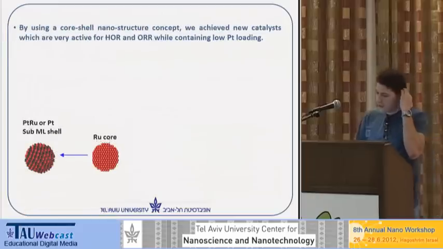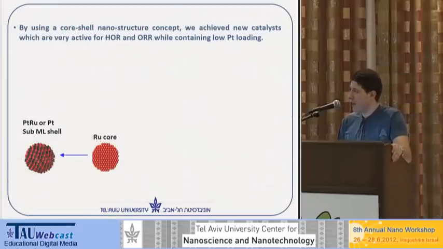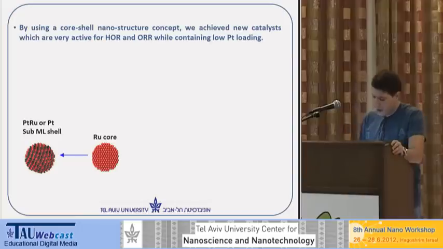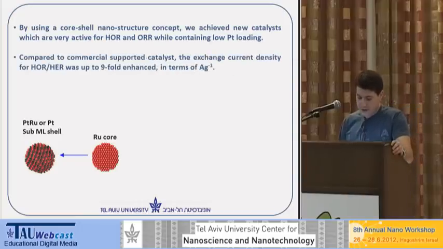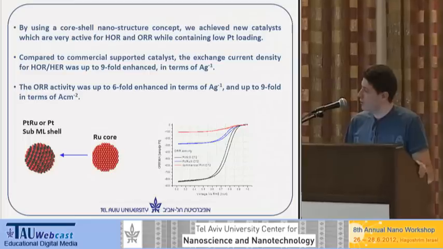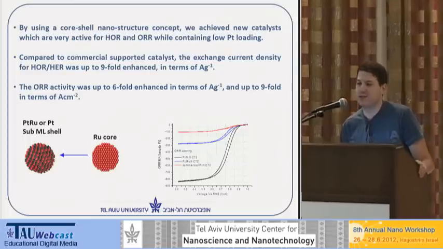So basically, we are trying to reduce the amount of platinum needed, and this is by a structure called a core-shell structure, with the platinum only on the shell of the nanoparticles, while the core is composed of a much cheaper metal. In this picture, you can see one of the examples is ruthenium. So far, we managed to achieve a ninefold enhancement of platinum utilization in those catalysts compared to commercial catalysts. And if you want any additional info about our work, you are more than welcome to approach our poster.